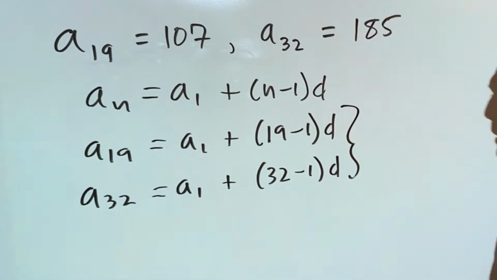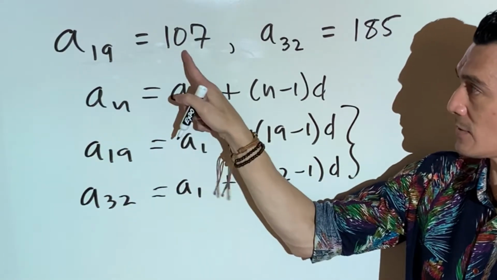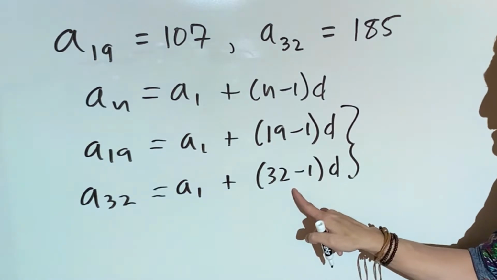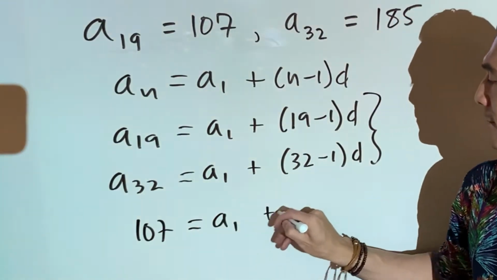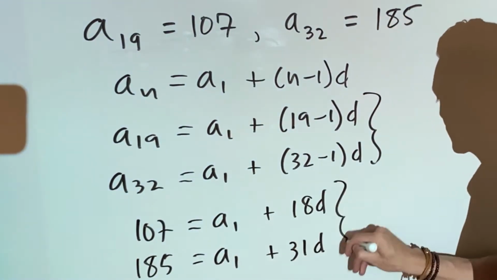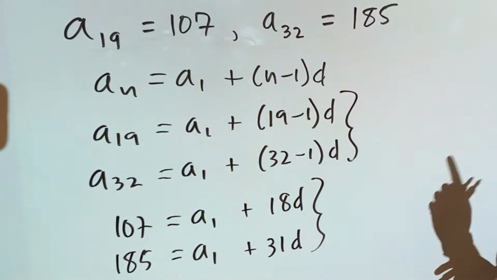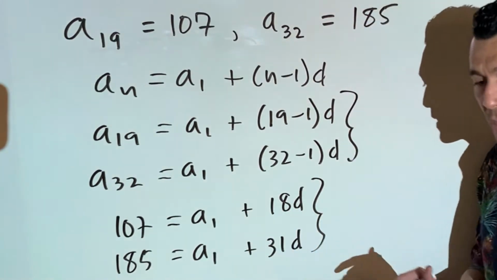A couple of things. I can replace A19 by this. I can replace A32 by that. I know that's 18, I know that's just 31. So now the system looks a little less scary. Now, I want to solve the system and I prefer to use elimination because I see that the A1s are ready to knock out almost.